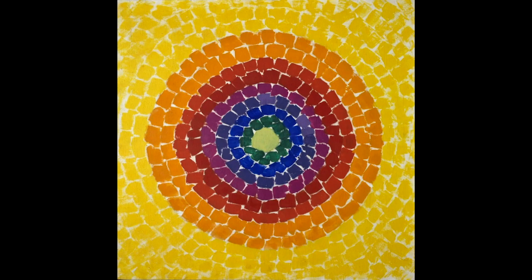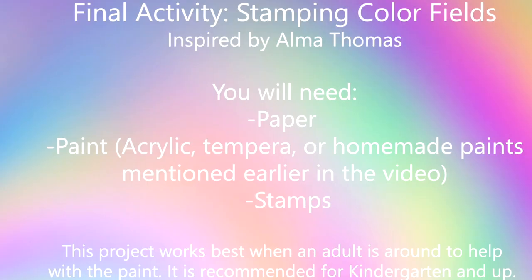This painting is called Resurrection, from 1966. We're going to create similar paintings using a stamping technique. You're going to need an item to use as a stamp. You can use a cork, a plastic cap, a small wheel, a Lego, a cardboard shape, or your own fingerprint. You will also need paper, acrylic or tempera paint, and a paper plate to hold your paints.